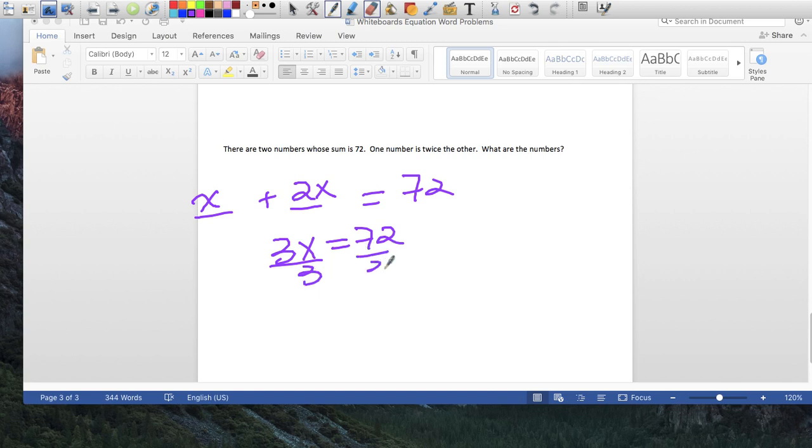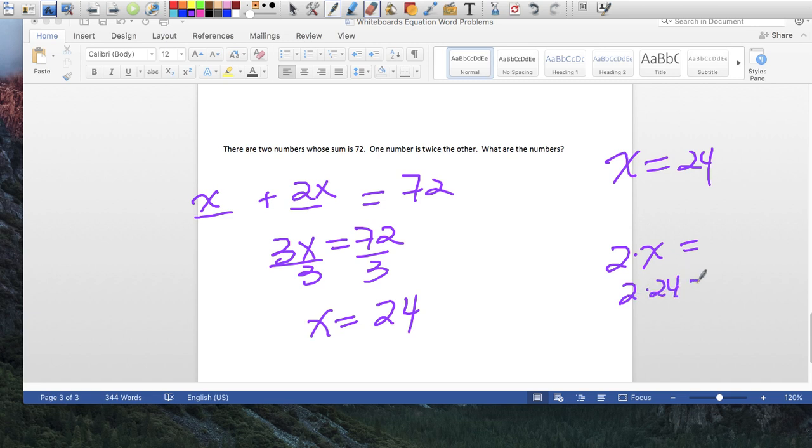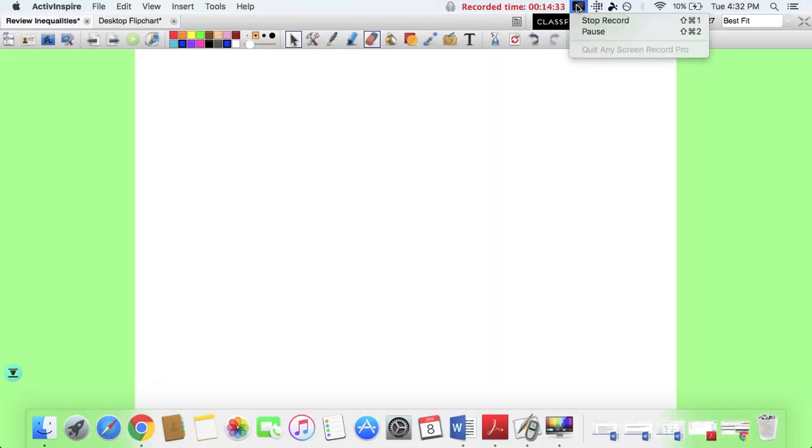Divide this by 3, and x equals 24. So if x is 24, the other one is twice 24, or 2 times x, right? And 2 times 24 is going to give us 48. You can always double check. Add 24 plus 48, see if you get 72. And you can see that you indeed do get 72. So we have it correct. That's that. And that was pretty simple. Only 14 minutes today.